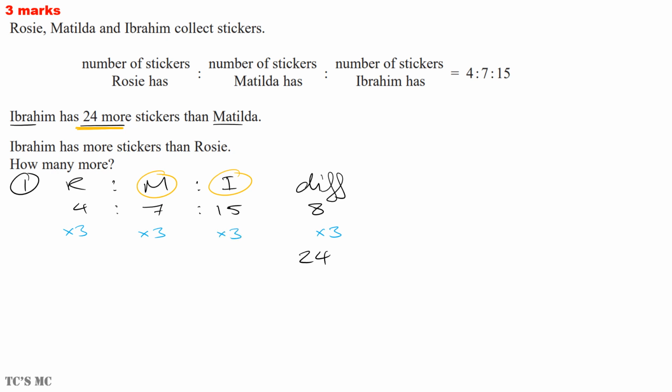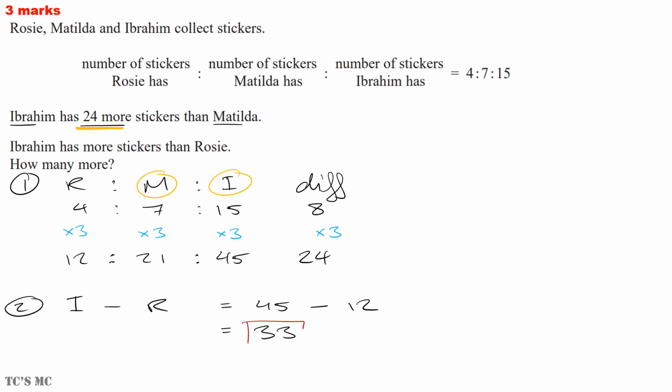Now we have 1 mark. That means Rosie has 12 stickers, Matilda has 21 stickers, and Ibrahim has 45 stickers. We now have 2 marks. Step 2, we can work out how many more Ibrahim has compared to Rosie. So we're going to do Ibrahim subtract Rosie. That is 45 subtract 12. We end up with 33, and that is our third mark.